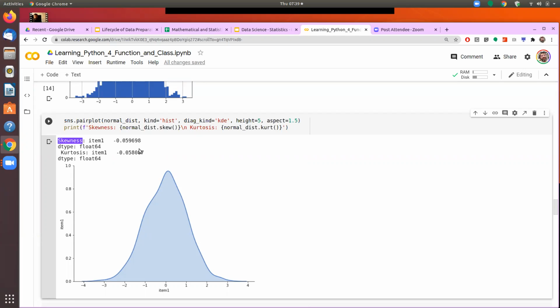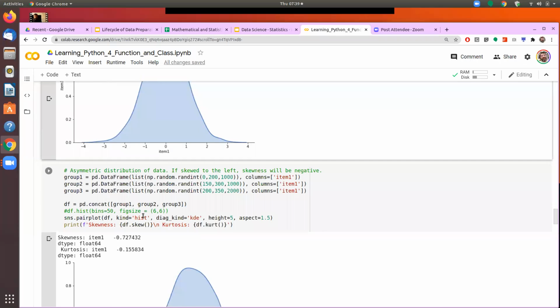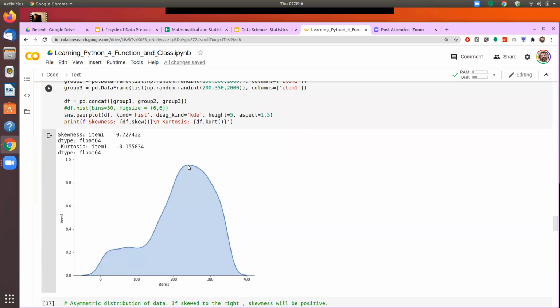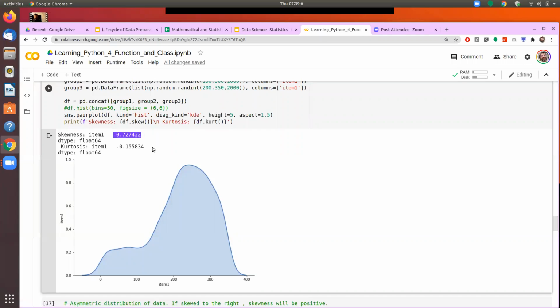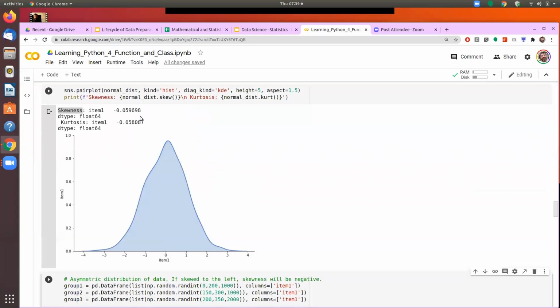So the skewness is the measure of the symmetricity, that is, how the data points are spread around the mean. So if there are more data points on the left side, we say that the data is left skewed. It means that on the left side you have more data points compared to the right side of the median. So here you see, because this data set is skewed, the skewness number is higher, it is 0.72 compared to just 0.05 here.